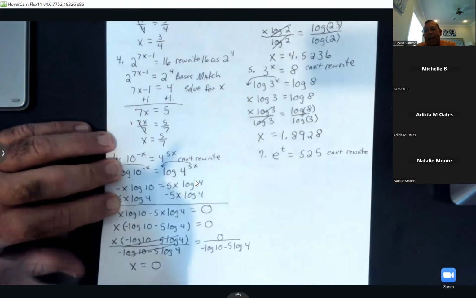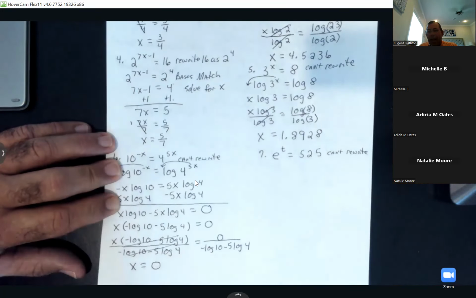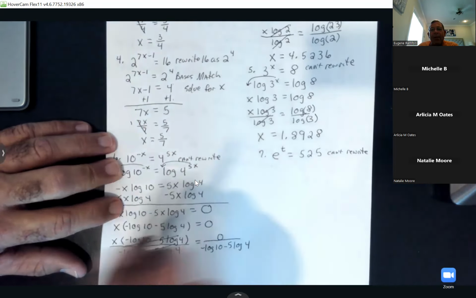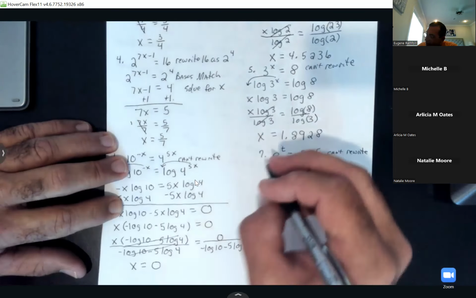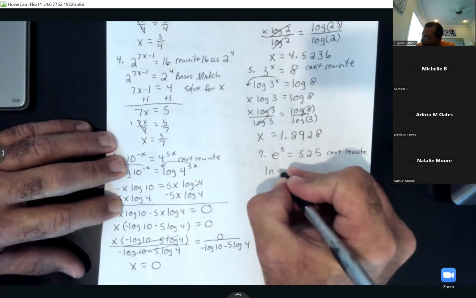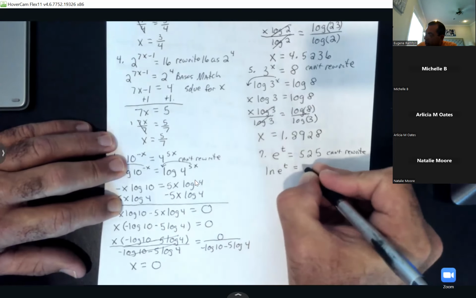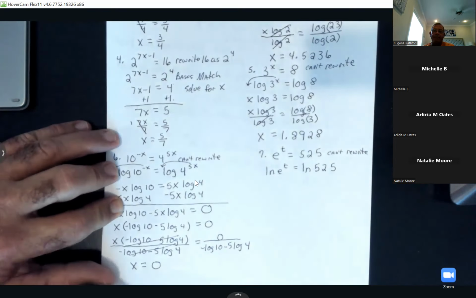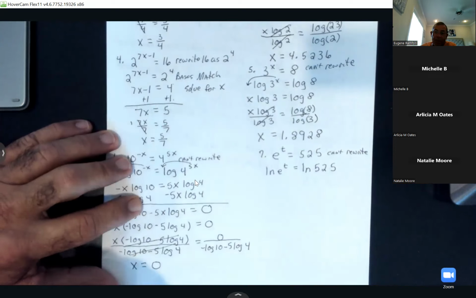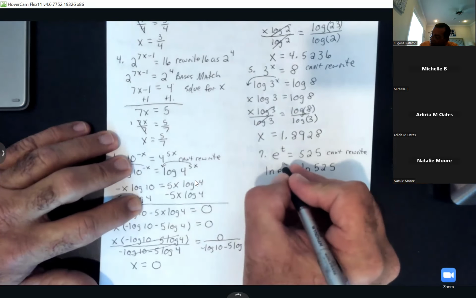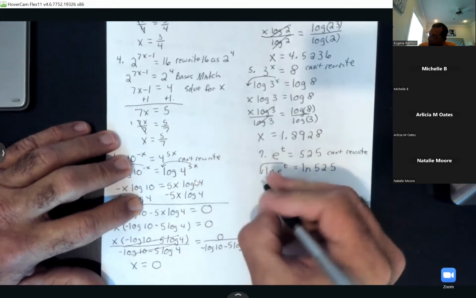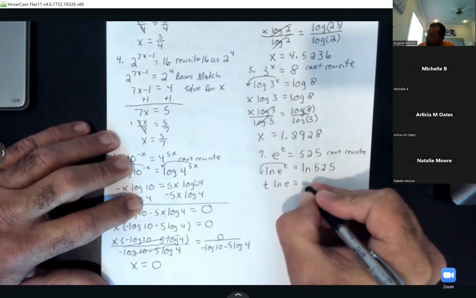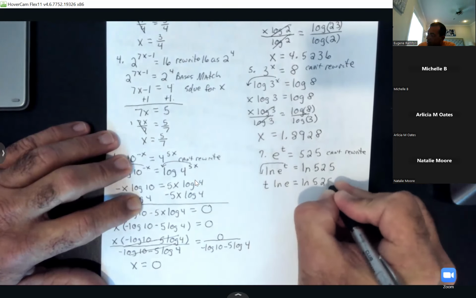But instead of taking a log, I'm going to take a ln of both sides. Anytime you got the E, we want to take a ln of both sides. So we're going to do ln of e to the t is going to equal ln of 525. And in a second, you'll see what I'm using the ln for, because now I can bring my t down to the front. And I got a t times ln of e equals the ln of 525.